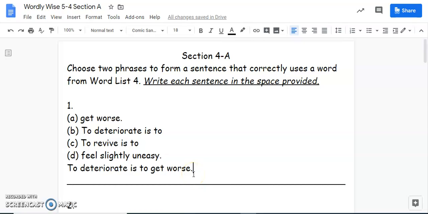Okay, and so that's all I'm expecting. I'm expecting you to write a sentence using these two phrases. Just writing B plus A is not an acceptable answer, and I won't take that. I'll consider it incomplete. I won't say it's wrong, I'll just say it's incomplete, and I won't give you a grade, okay?